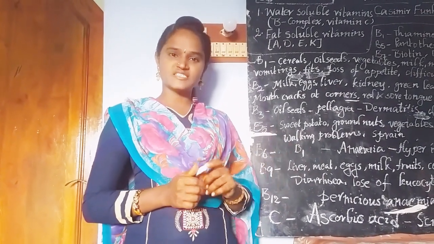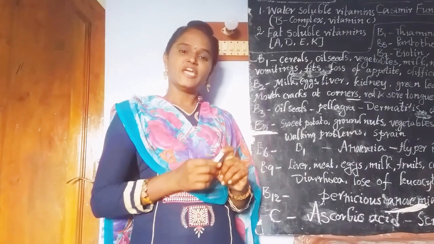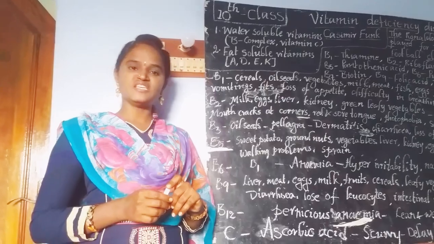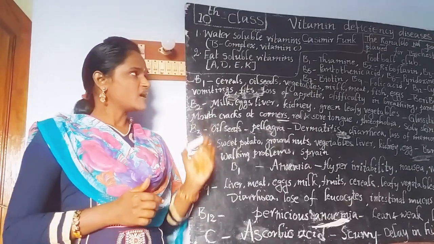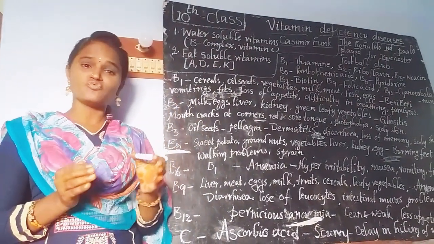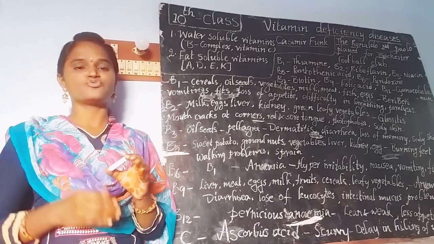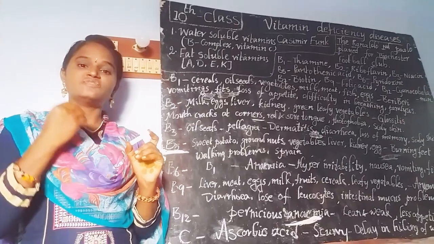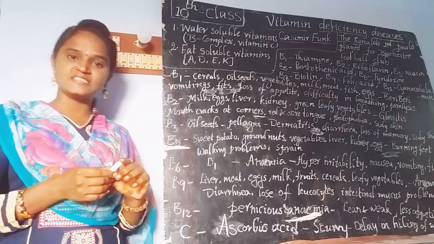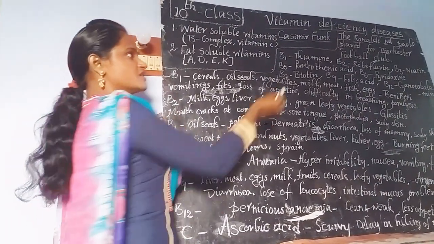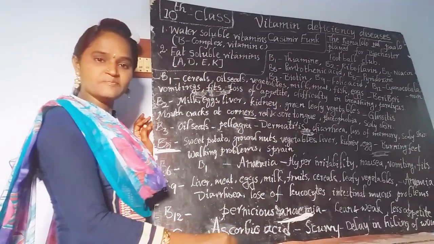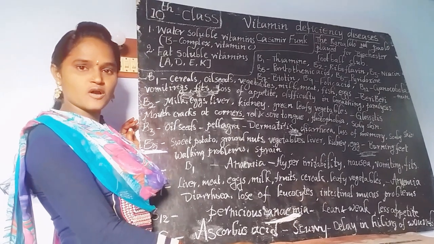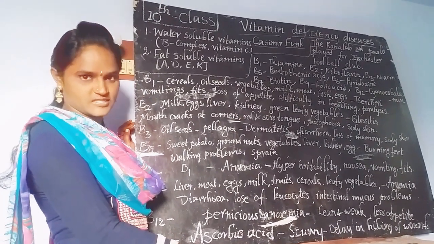Today we are going to discuss another new topic in your 10th class biology, that is vitamin deficiency diseases. It is very important to know about vitamin deficiency diseases. The word vitamin was first coined by a scientist called Casimir Funk. What is the scientist's name? Casimir Funk. He gave the name, and he is also called the father of vitamins.